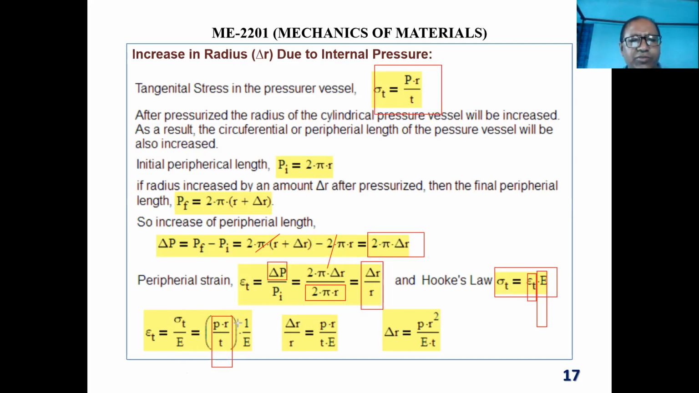So we put this value by E, and this value equals how much? Delta R divided by R. Now this tangential strain equals delta R by R, which we already found, right? So just put it over delta R by R, then figure out delta R. Delta R equals P R squared by E. So this much is how much the radius of the pressure vessel will increase after pressure.